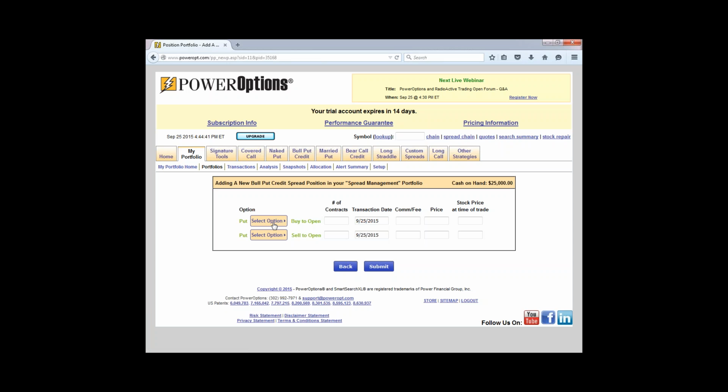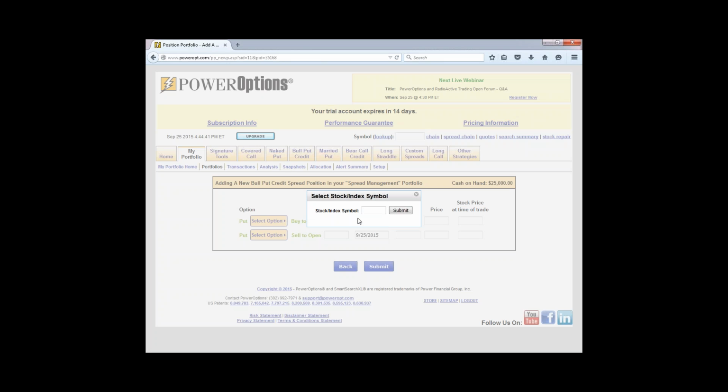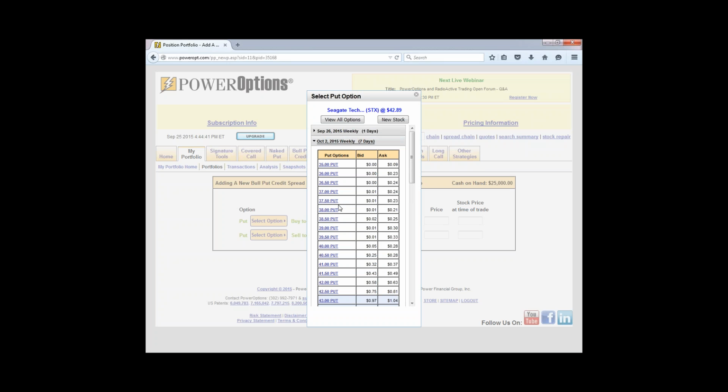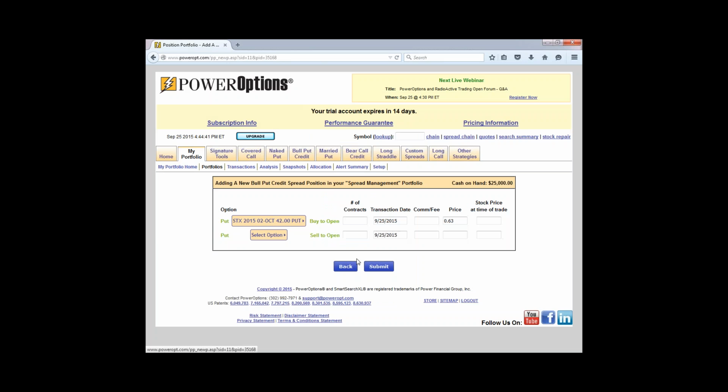Okay, now our buy option, we're buying the October 2nd weekly 42 strike put. Buy to open, let's say 10, so we can make it worthwhile for our premiums. We're going to keep this as a paper trade, so 0 commissions. And we bought into the 42 at 18 cents using the midpoint.